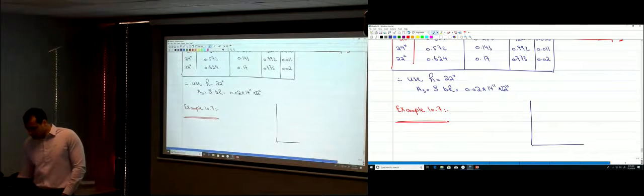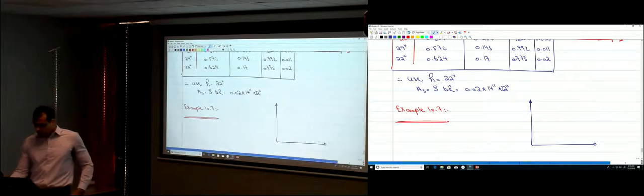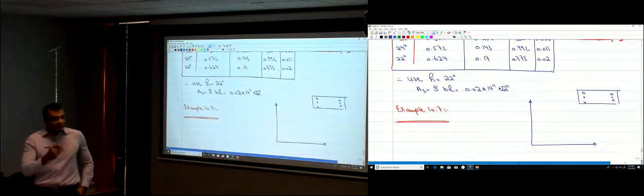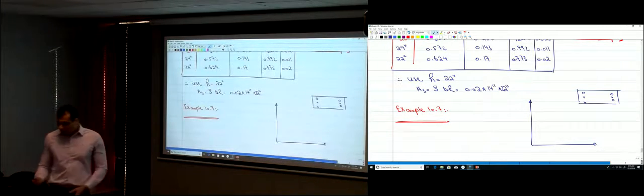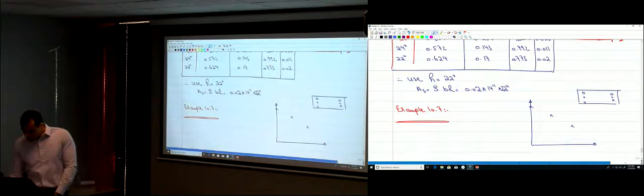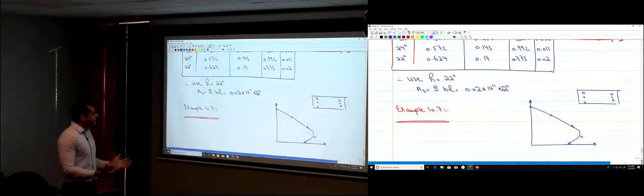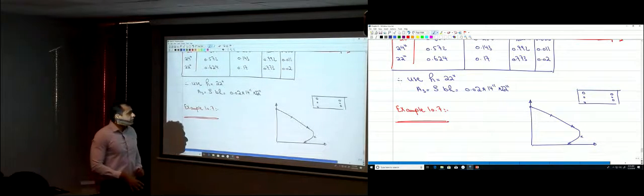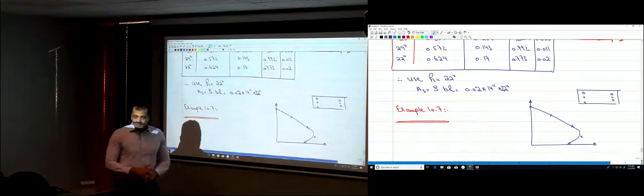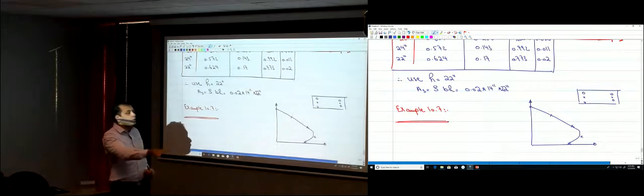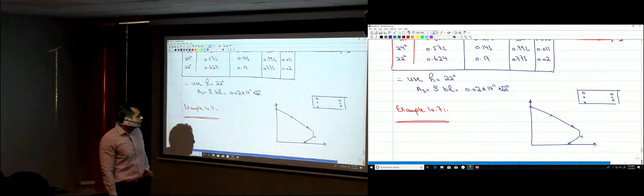What's the interaction diagram? You have a column with given dimensions and given steel. That's the second example that we solved, and we plotted different points. Those points are the strength of that column. So what about example 10.7? It's about the analysis. You're given the column dimensions, everything about the column, and you're required to find just one point on that curve.